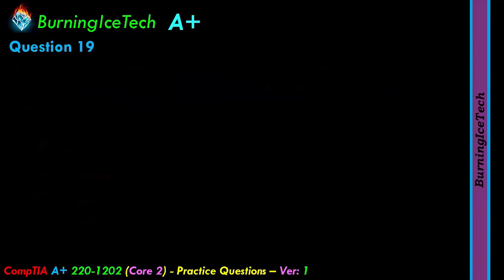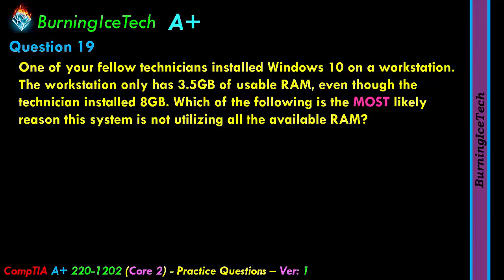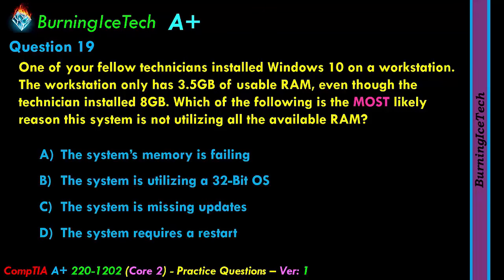Right, moving you guys along to question 19 here. One of your fellow technicians installed Windows 10 on a workstation. The workstation only has 3.5 gigabits of usable RAM, even though the technician installed a whole 8 gigabits. Which of the following is the most likely reason this system is not utilizing all of the available RAM?